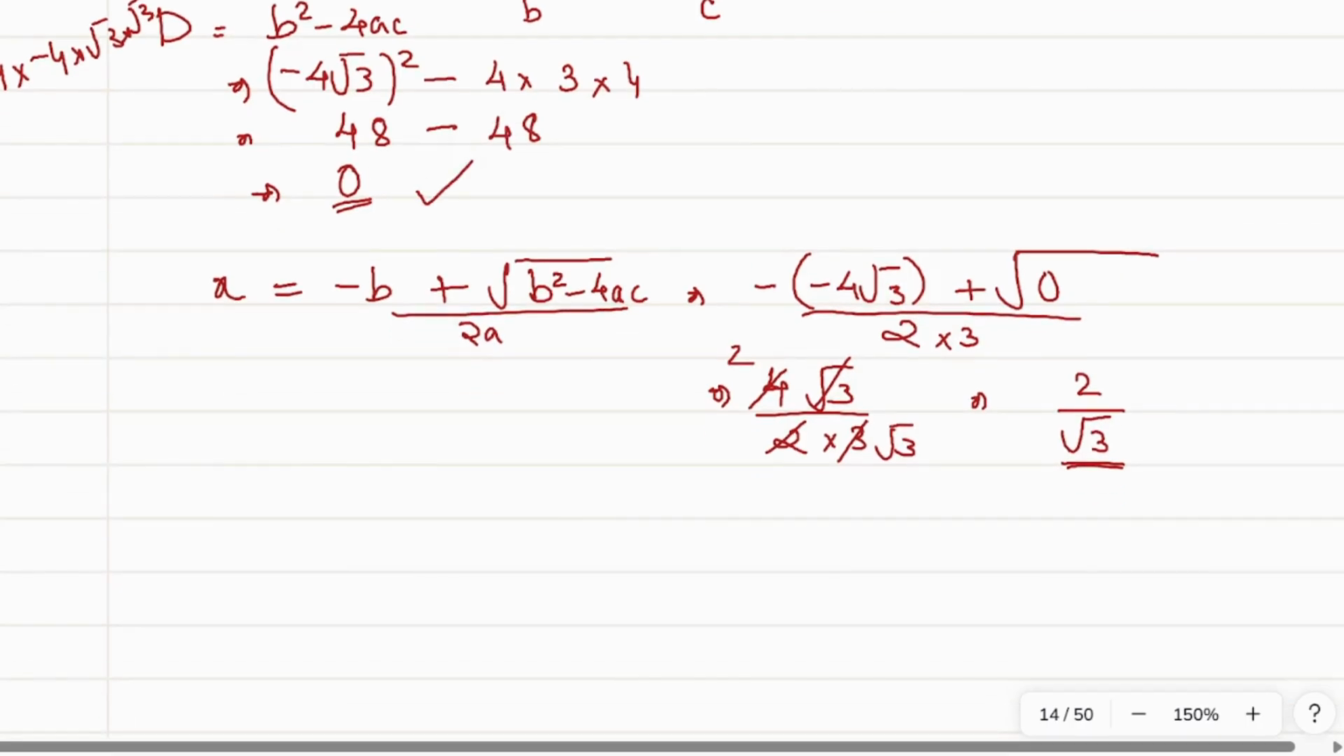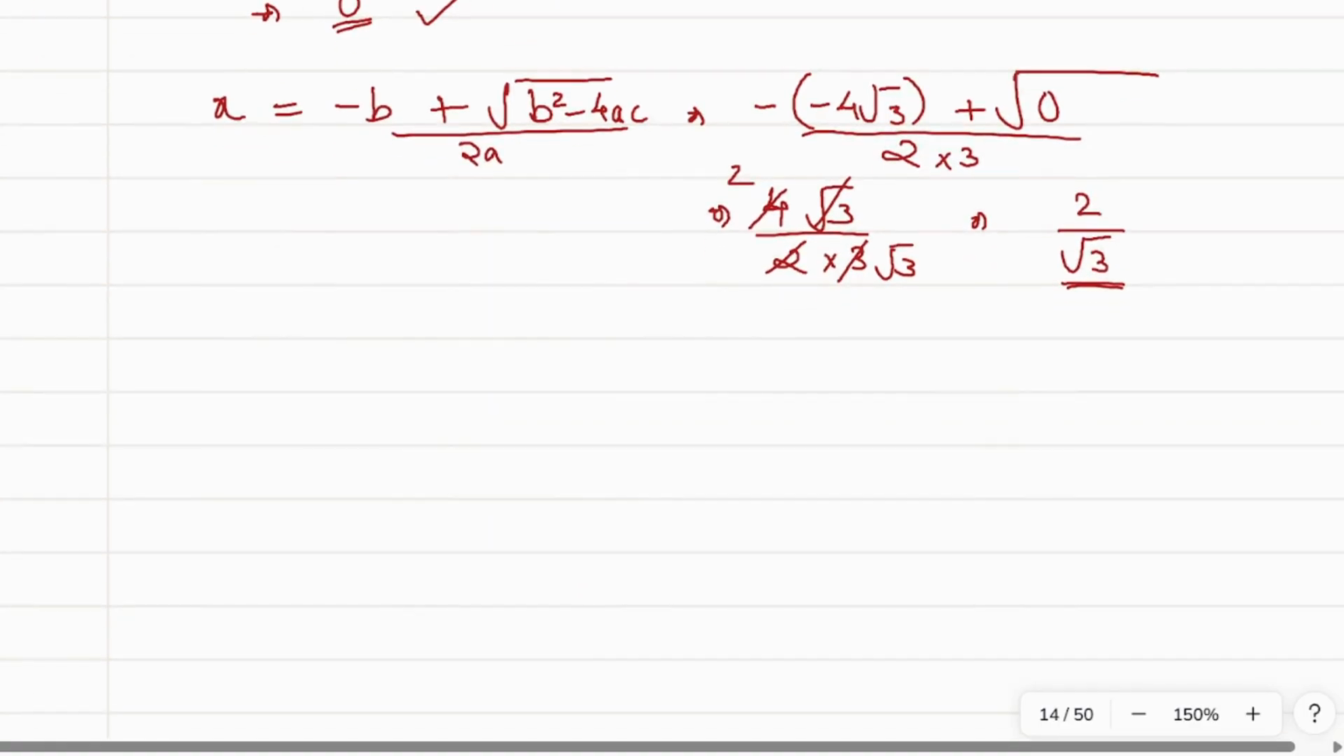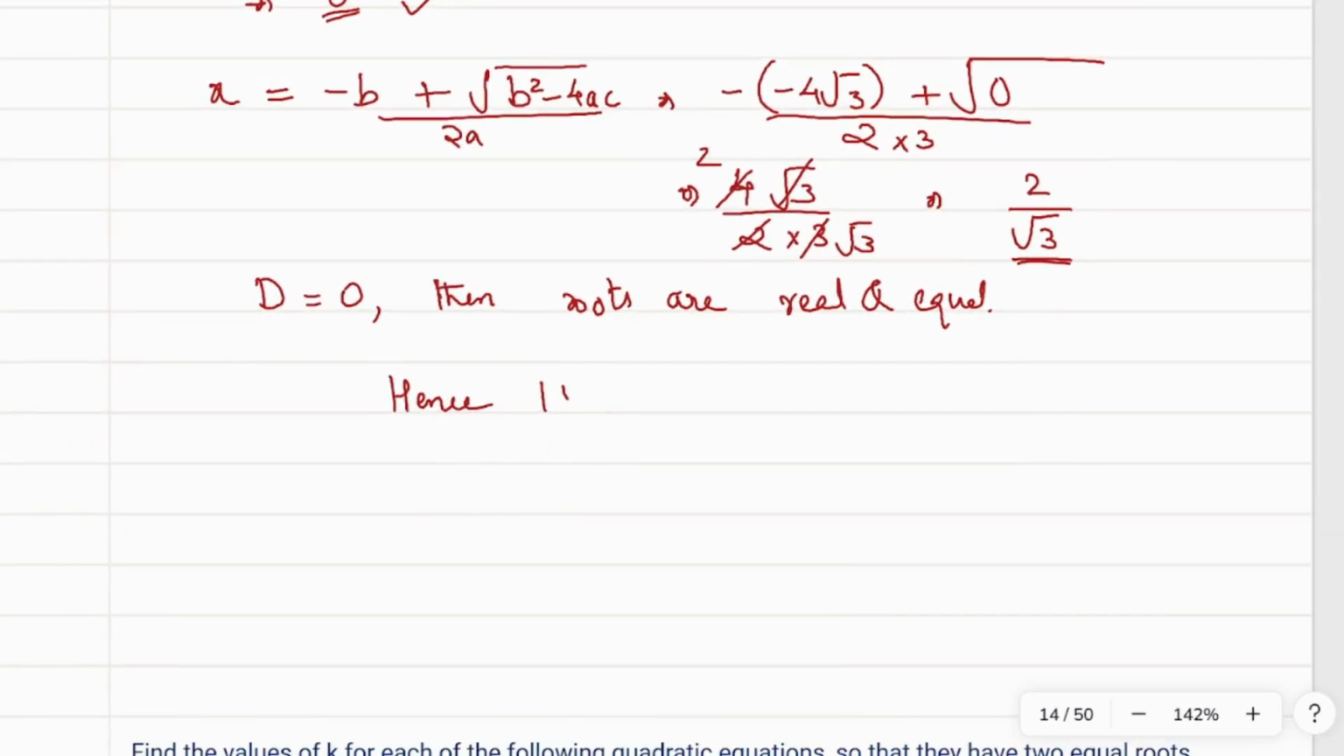Since D equal to 0, the roots are real and equal. That means both the roots are 2 by root 3 itself. Hence, the roots are 2 by root 3 and 2 by root 3. Clear?